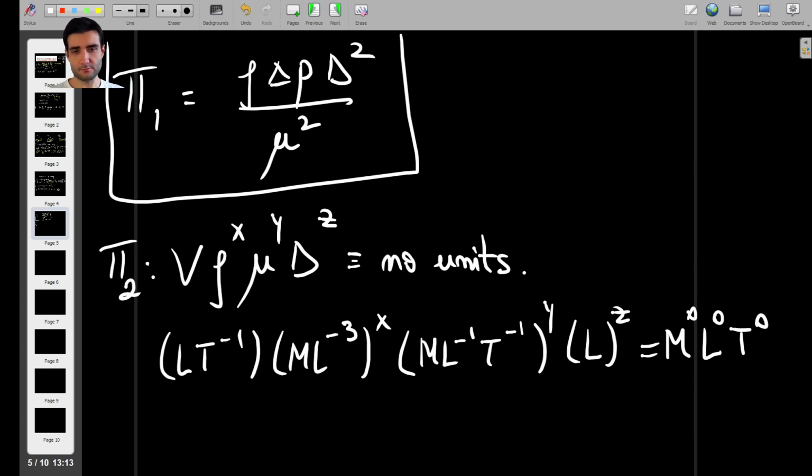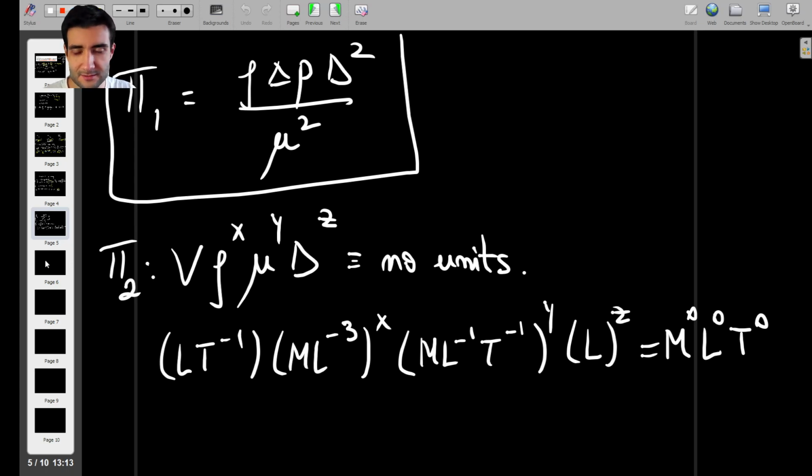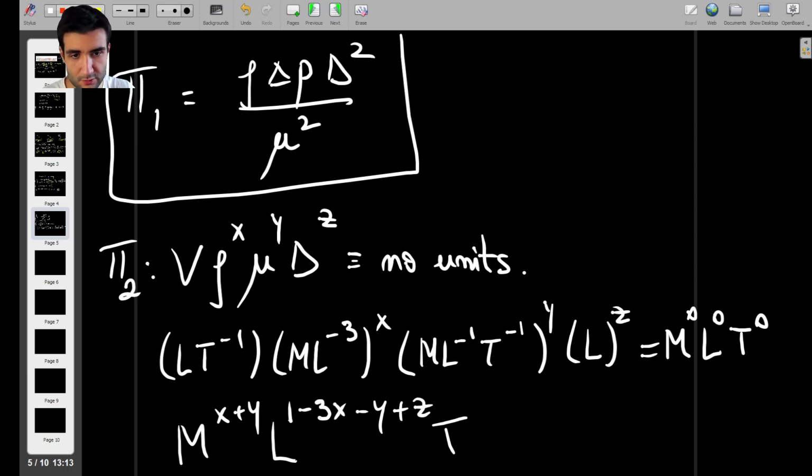Okay? Keep in mind that the x, y, z in here are different from the x, y, z from here. I'm just using the same letters for convenience. So let's collect all the terms. First of all, let's start with m. So we have m to the power x plus y, and then we have times L to the power 1 minus 3x minus y plus z, and then we have t to the power minus 1 minus y equals to the same thing. So m, L, t, everything to the 0.